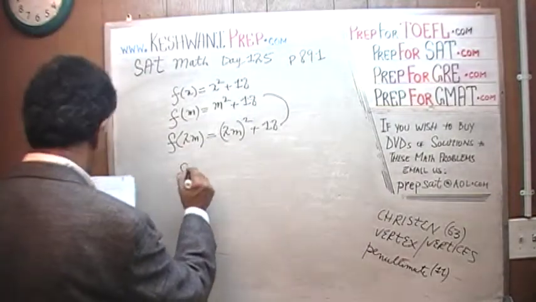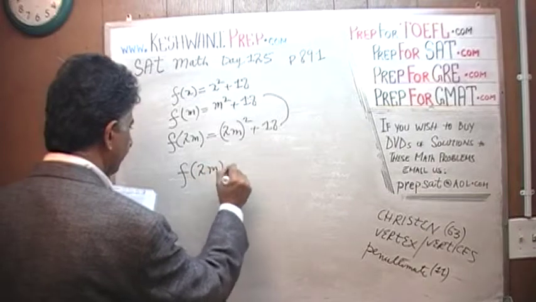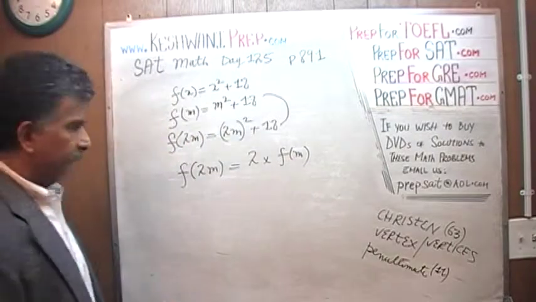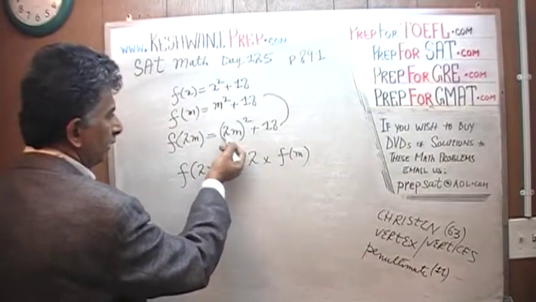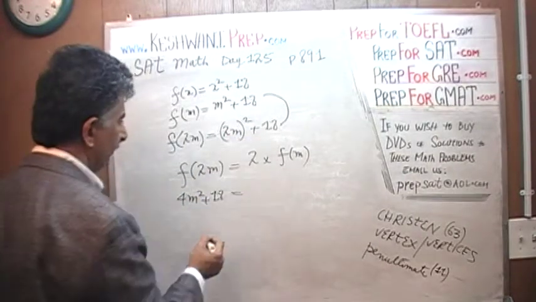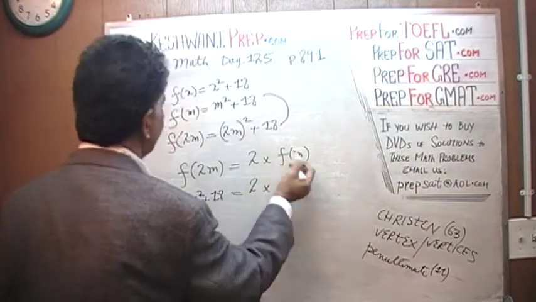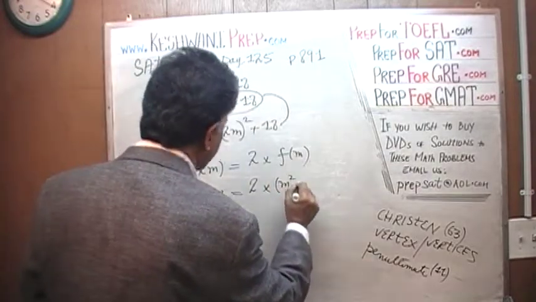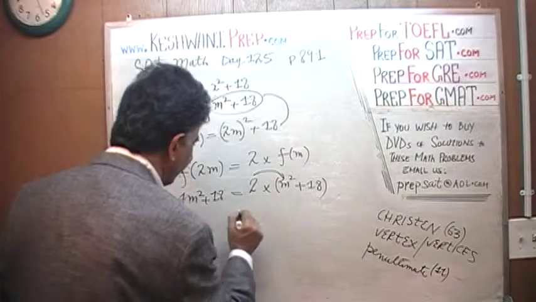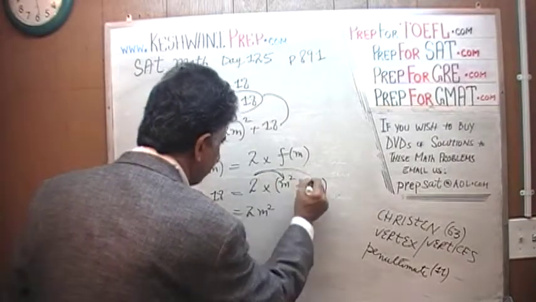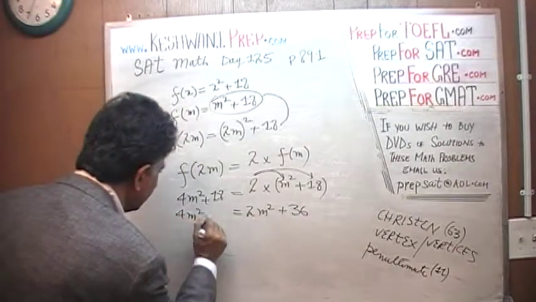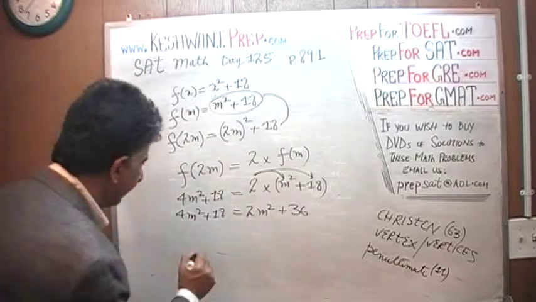It says f of 2m equals 2 times f of m. So let's find out, shall we? f of 2m we found out is this guy here, 2m squared, which is the same as 4m squared plus 18, equals 2 times f of m, which is right here, m squared plus 18. Let's open the parenthesis, 2 times m squared, and then 2 times 18, which is 36, and here we have 4m squared plus 18.